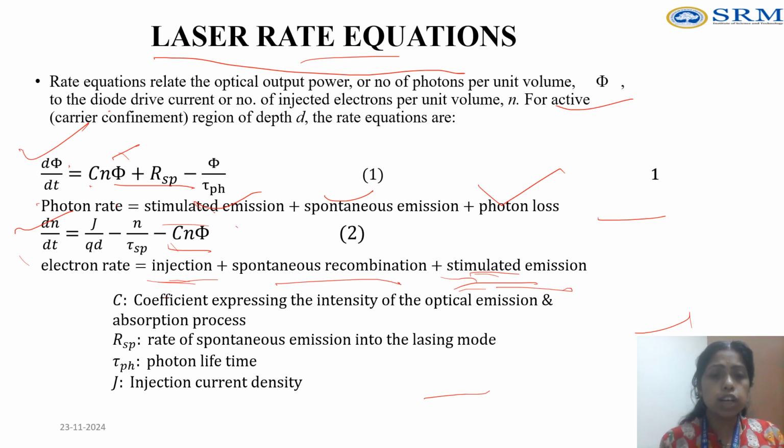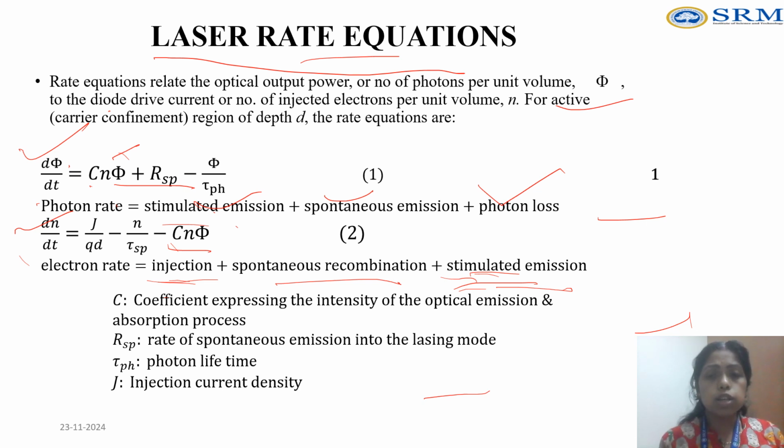Okay, so the total injected electron term is J by qd, where J is the current density, q is the electron charge, and d is the thickness of the active region, minus N by tau_sp, the spontaneous recombination lifetime. This is related to the spontaneous recombination, right?